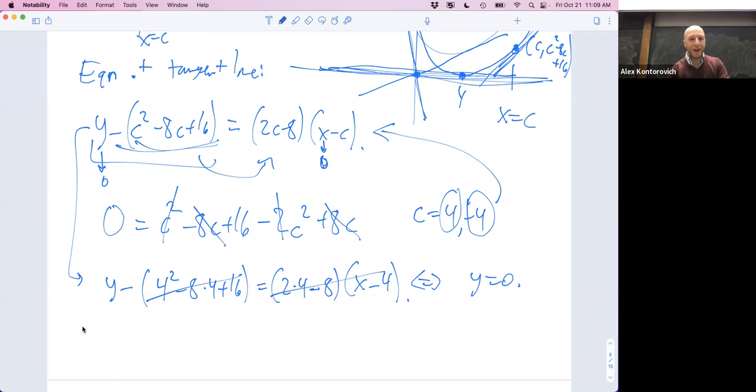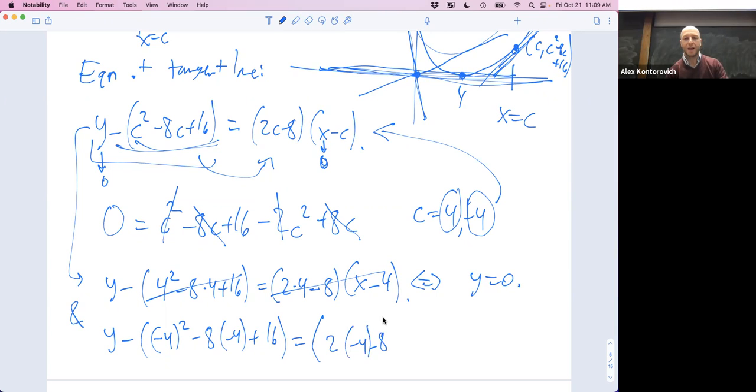What's the other one? And y minus, so now you put in negative 4. Negative 4 squared, I mean, I don't think you're going to have to simplify this, really. Again, I'm not testing your algebra. I want to know, do you understand what the concepts are doing? So when c is equal to negative 4, I get 2 times negative 4 minus 8 times x minus negative 4. So I'm just plugging in everywhere I see c, I'm plugging in negative 4. That's the other line. It has some slope, negative 16. That makes sense that the slope would be negative 16, given where it is geometrically.